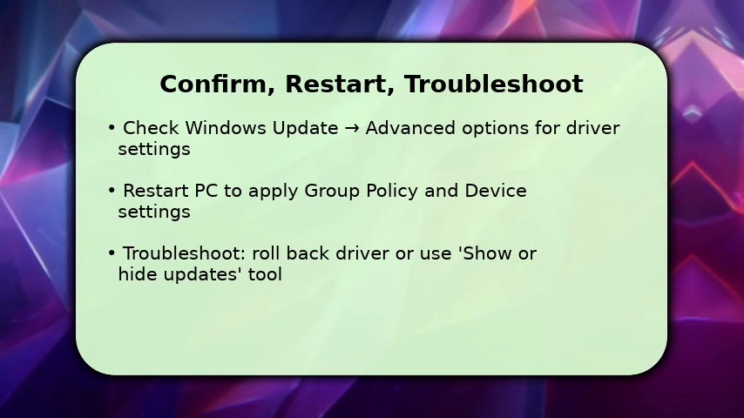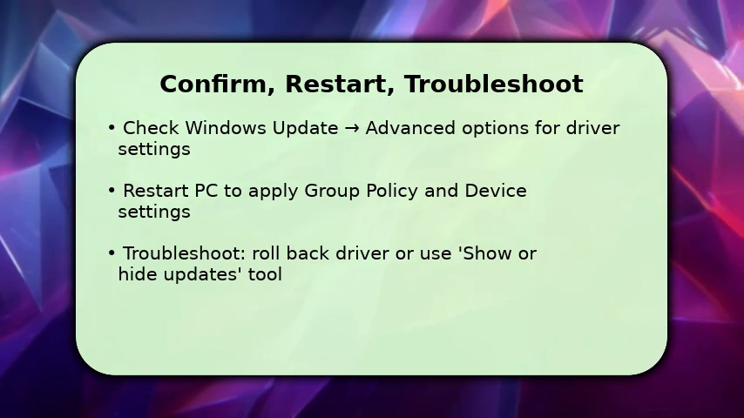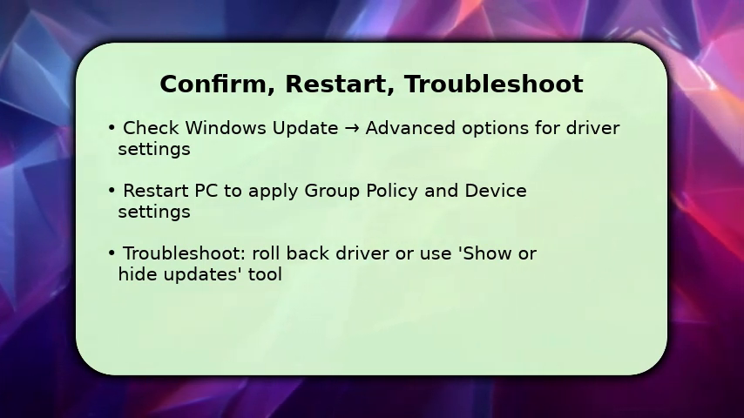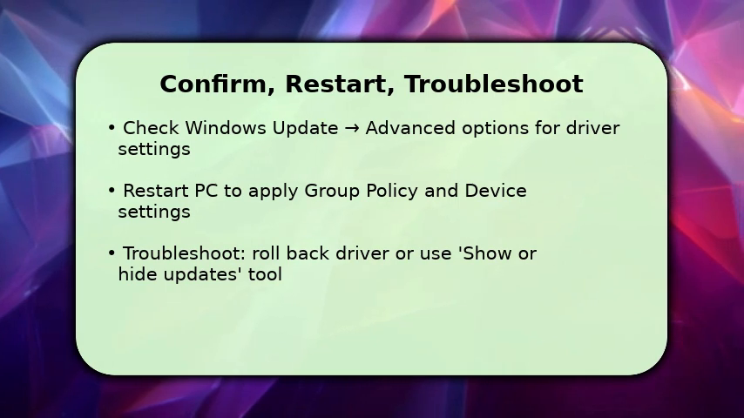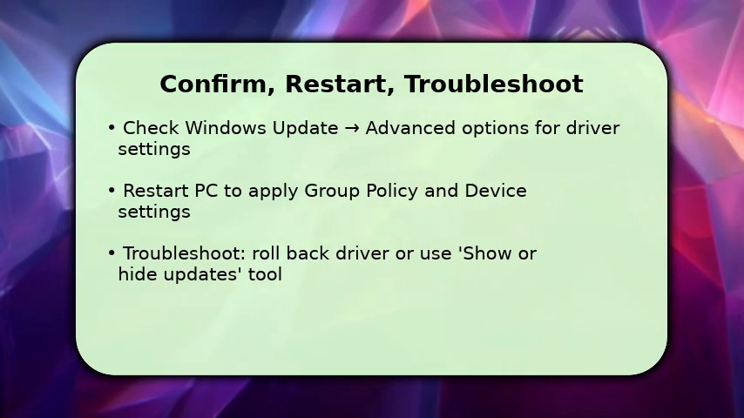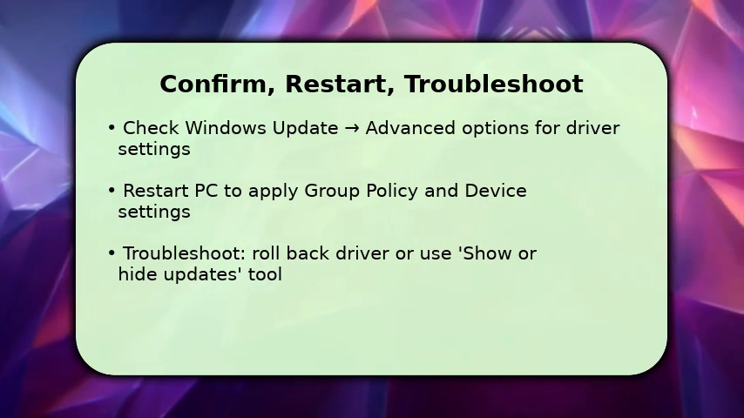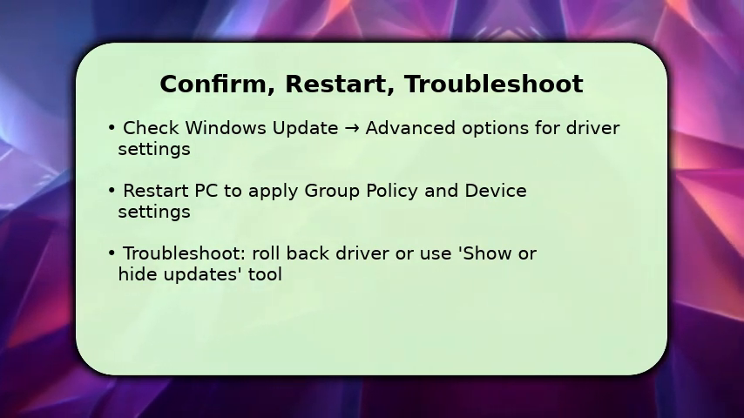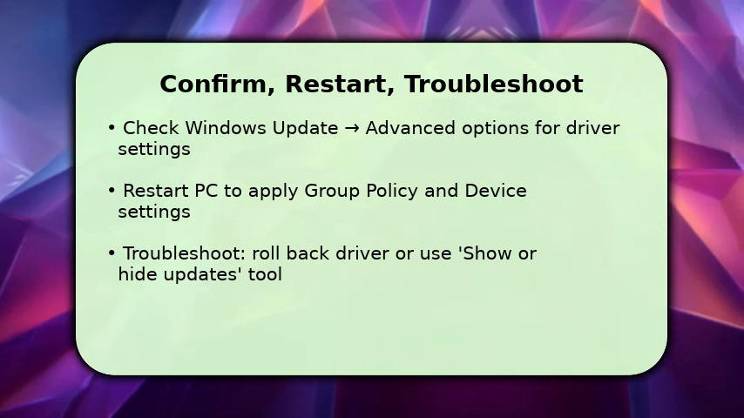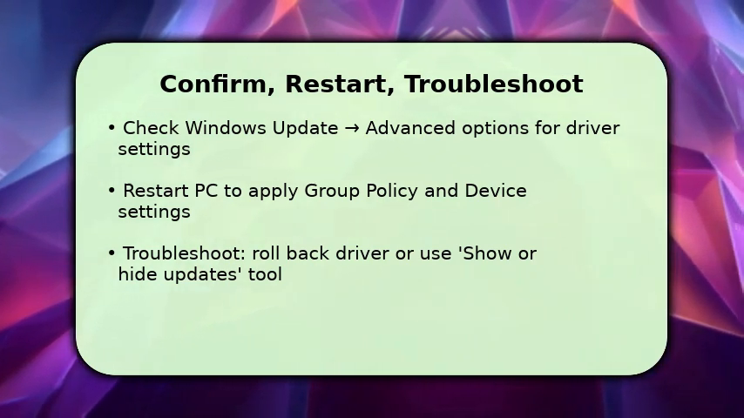If a problematic driver is already installed or Windows still updates it, roll back the driver in Device Manager and block it using the Show or Hide Updates troubleshooter. This hides that specific driver update. If problems persist, double-check domain policies or registry overrides, then repeat the enforcement steps.